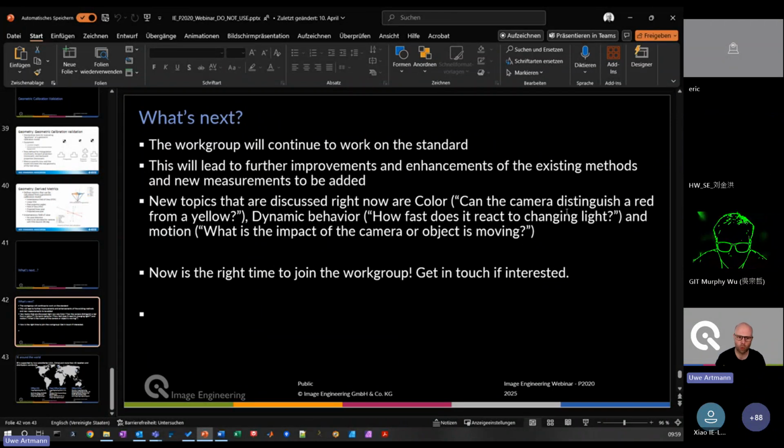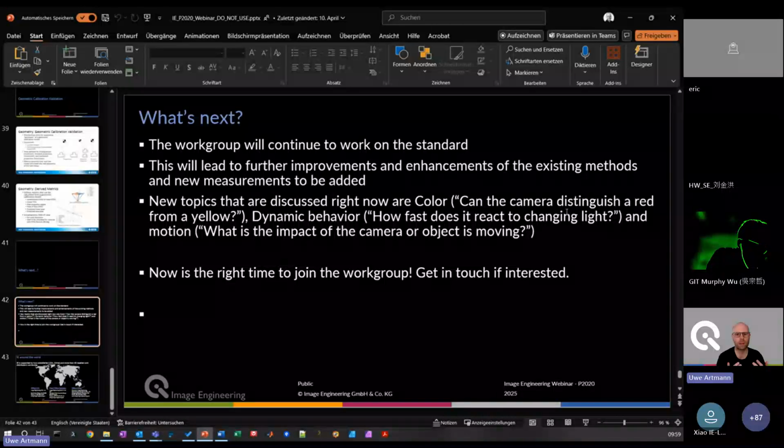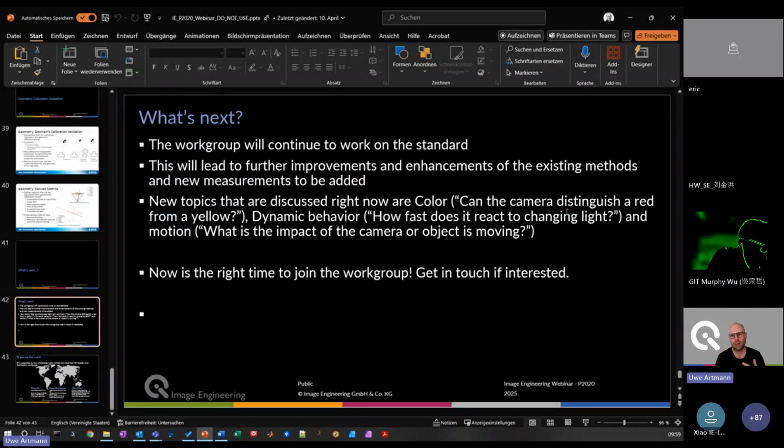So the work group now focuses on color, and that's going to be a big update in the next version. And color is not so much about taking a picture of a color checker, because it's well understood, especially for machine vision, that just taking a picture of a color checker and measuring is not really the answer. It's more about separating: can the car or the camera separate a red traffic light from the orange or from the yellow? This kind of color separation or channel separation is more of the focus.